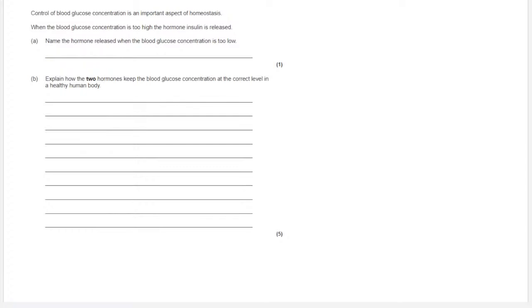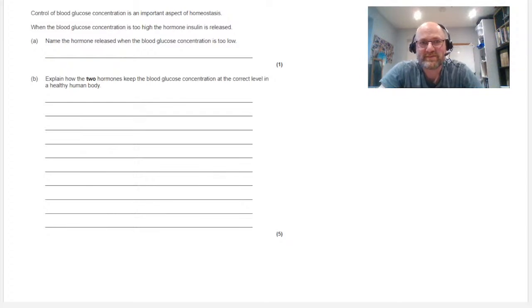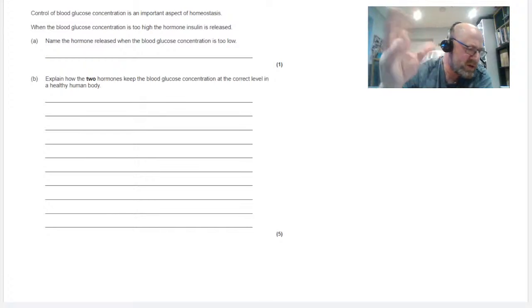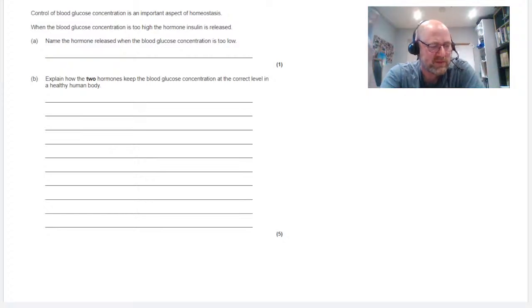And then what about for insulin? Because it says two hormones. Anyone got the answer for insulin? So how does insulin control your blood sugar? Pancreas releases insulin, which instructs the liver and muscle cells to take in the glucose and convert it to glycogen.